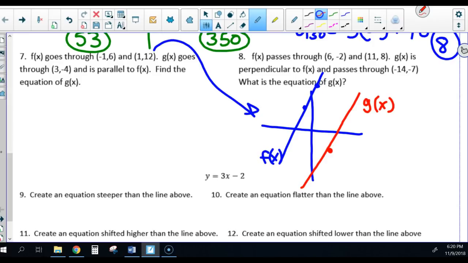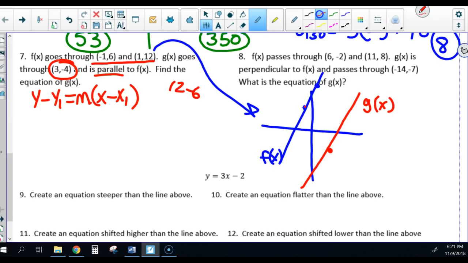First, I'm going to use point slope formula. So, y minus y1 equals m times x minus x1. I need a point, which I have, and I need a slope, which I can get. So I'm going to use the points that f of x goes through and find its slope. Because if I know the slope of the blue line, I know parallel means same slope. So slope formula, change in y over change in x is going to be 6 over 2, which is 3. So my line has to have the same slope.